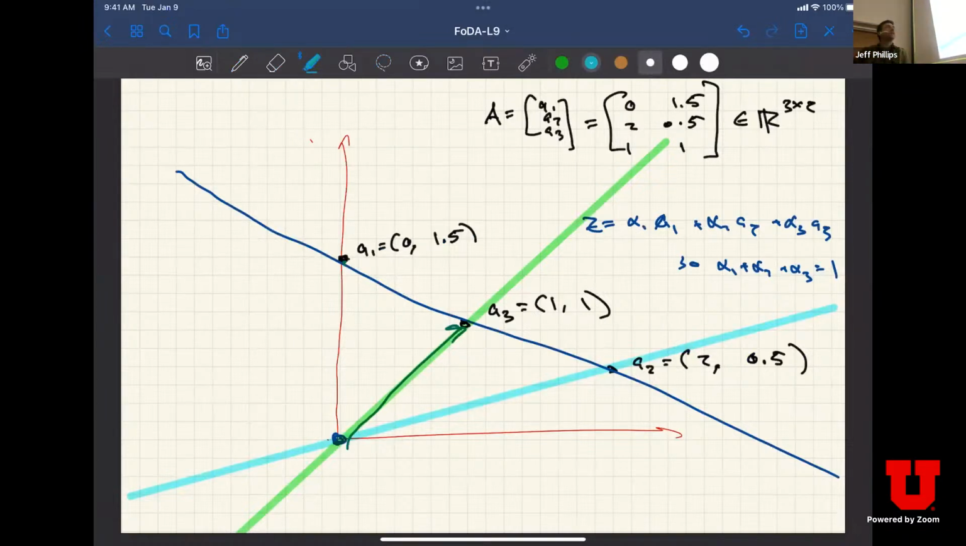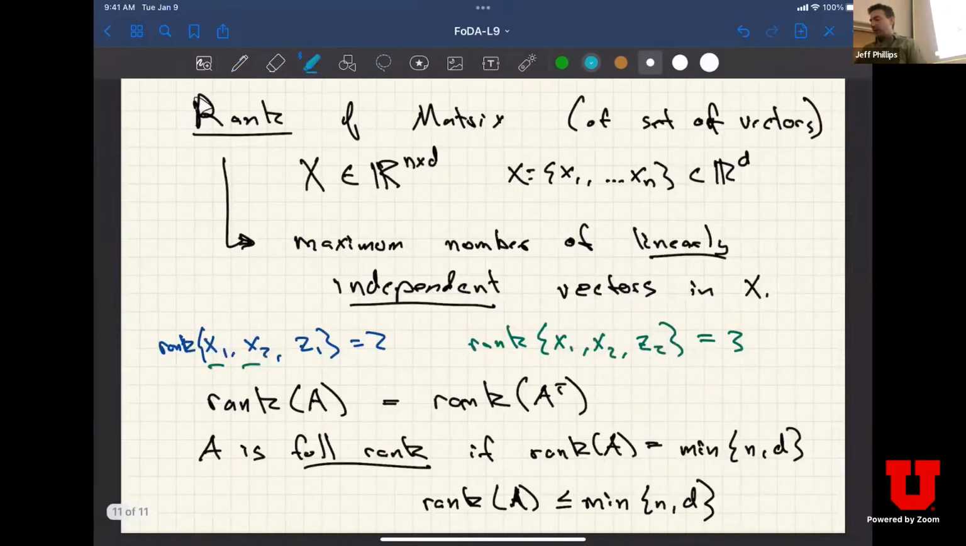So if I'm in a d-dimensional space and I have d vectors that are linearly independent, well, I can capture the whole space. And I'm only in a d-dimensional space, right? So the rank, the number of linearly independent vectors, cannot be more than d, right? And that's what this equation is saying here. And because they're the same, if I take the transpose, I can't have it larger than the minimum of the two either.